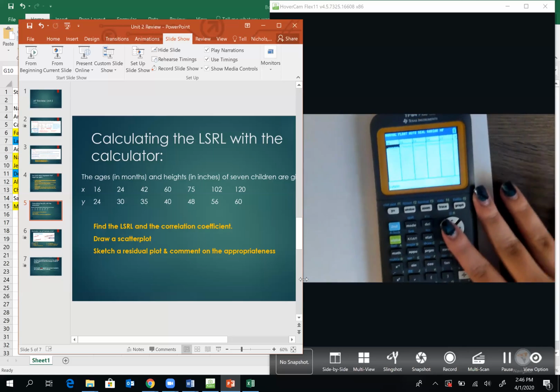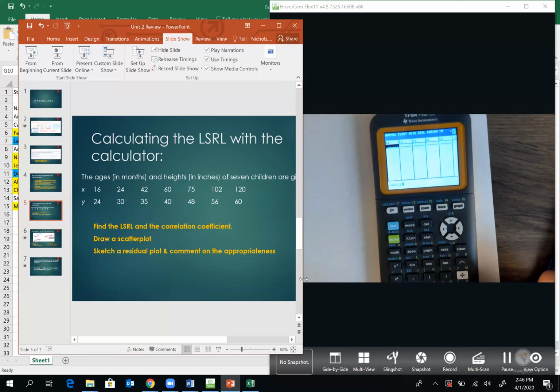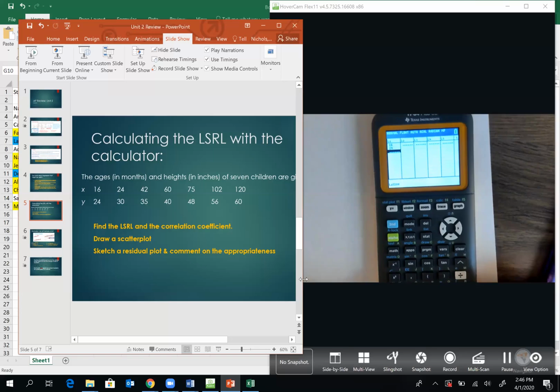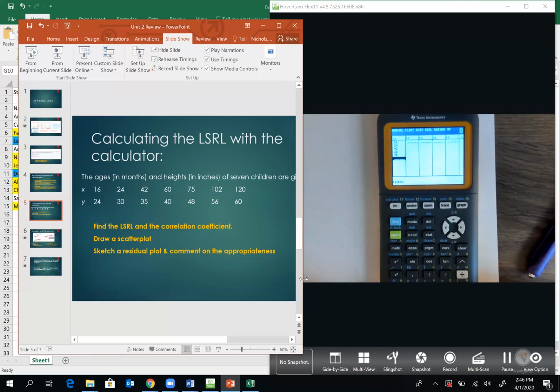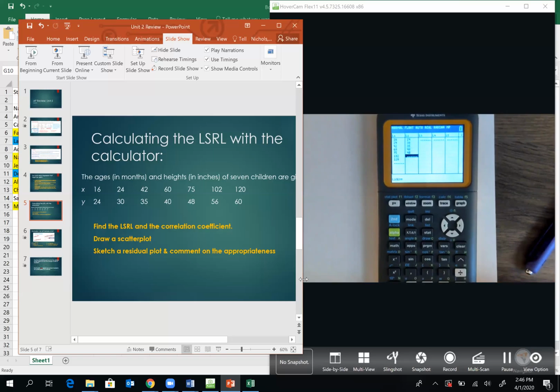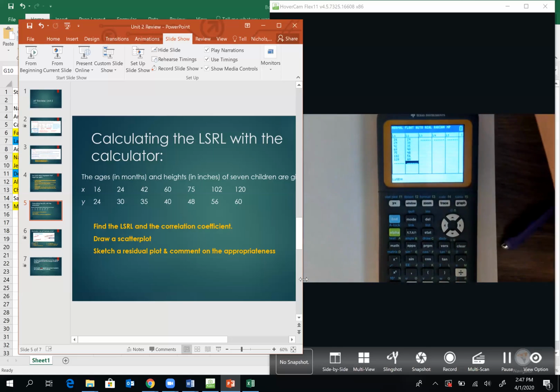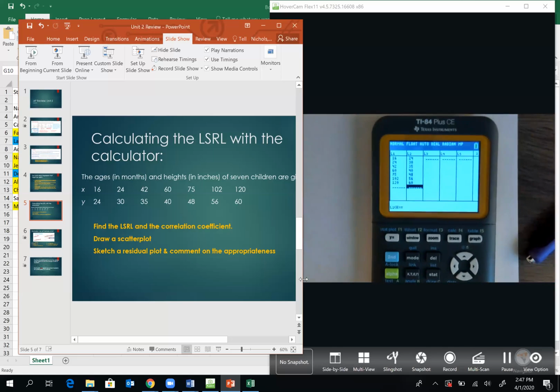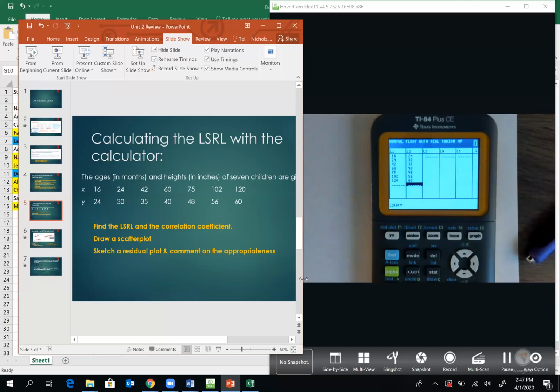My next step is to type these numbers into my list. So 16, 24, 42, 60, 75, 102, 120, and then 24, 30, 35, 40, 48, 56, 60. So you have those numbers typed into your calculator.